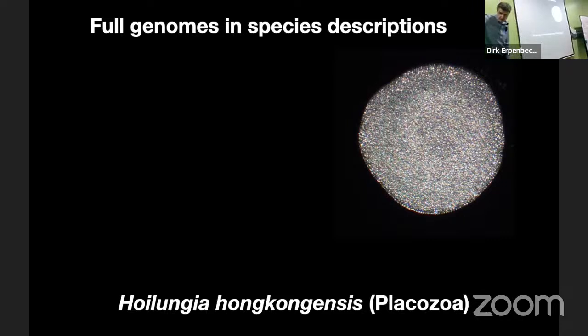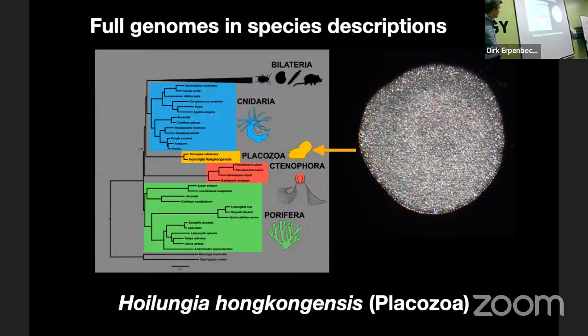These ones here are also branching relatively early. This guy here is Hoilungia hongkongensis. It's a placozoan. Have you heard of placozoa? Trichoplax. Have you heard of placozoans? Very simple animals, consisting only of two tissue layers, endoderm and ectoderm. And what they do is actually not a lot. However, they've been branching probably very early from the last common ancestor of all animals, all these guys here.